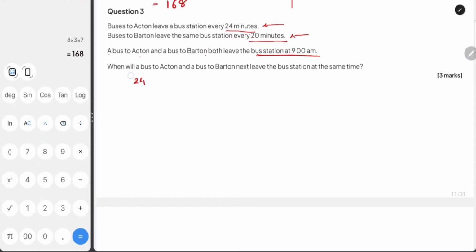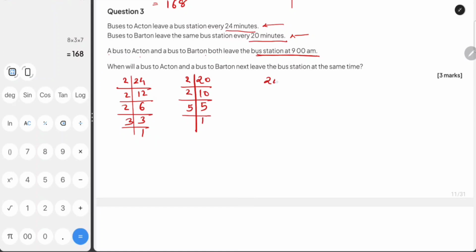So 24 prime factorization to 12 to 6 to 3 and 3 ones are 3. Similarly 20 to 10 to 5 and 5 ones are 5. So that 24 can be written as 2 raised to 3, 3 raised to 1, there is no 5, so I can write 5 raised to 0. And 20 can be written as 2 raised to 2, there is no 3, so 3 raised to 0 and 5 raised to 1.